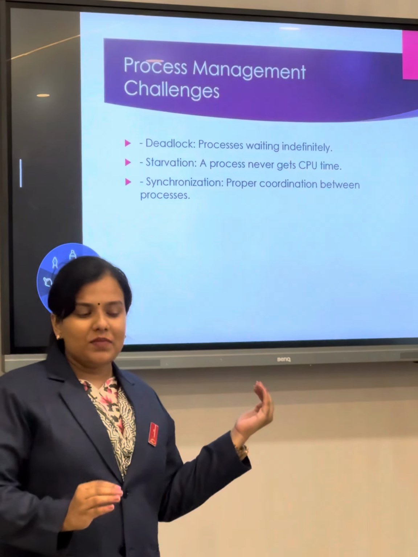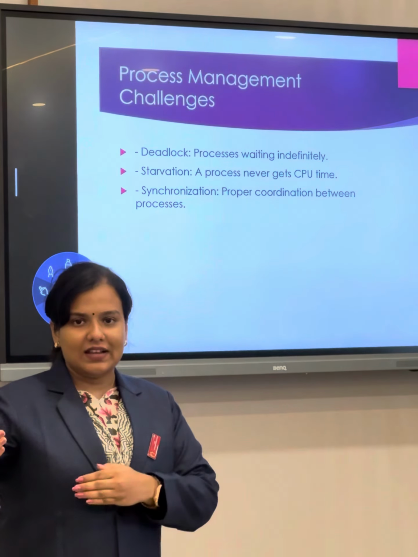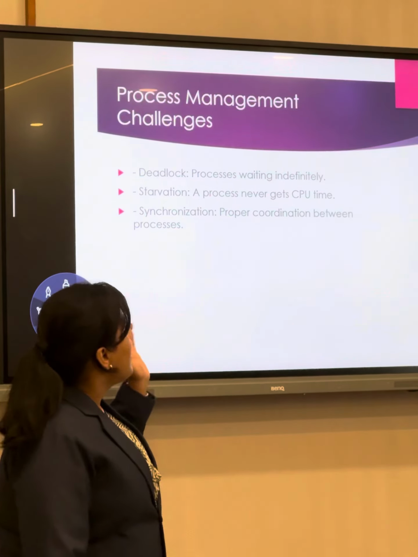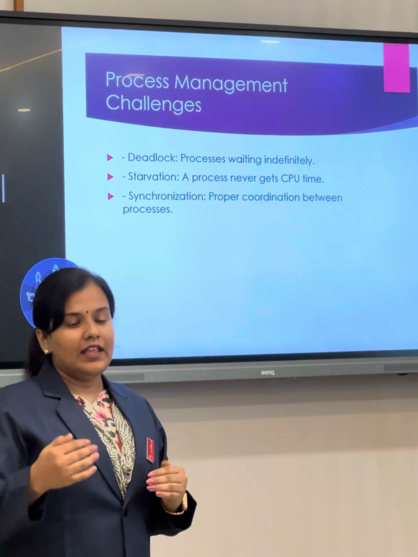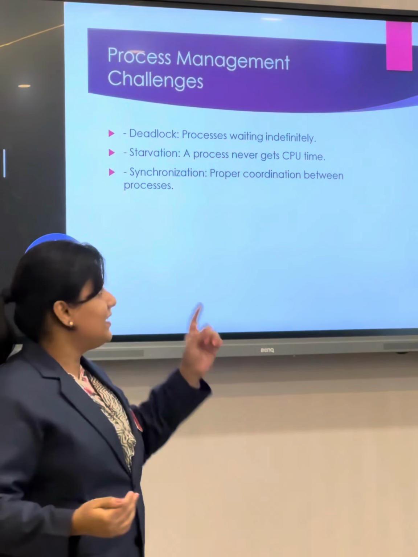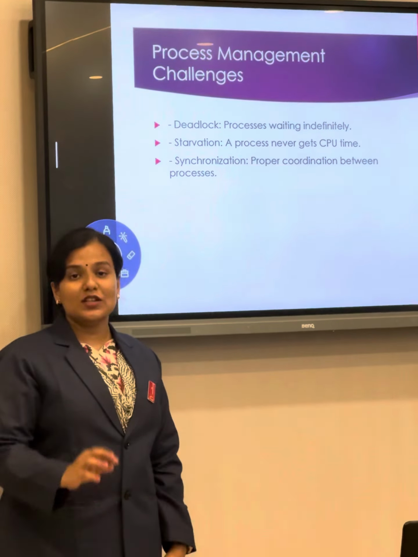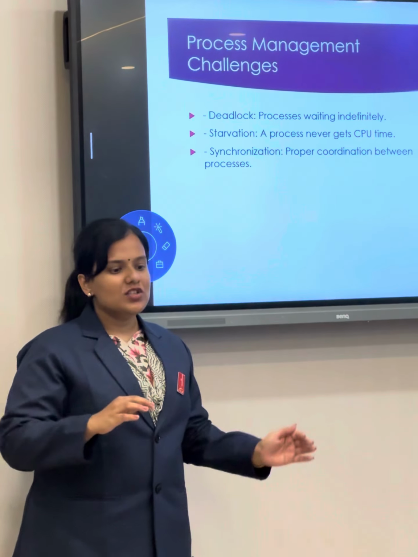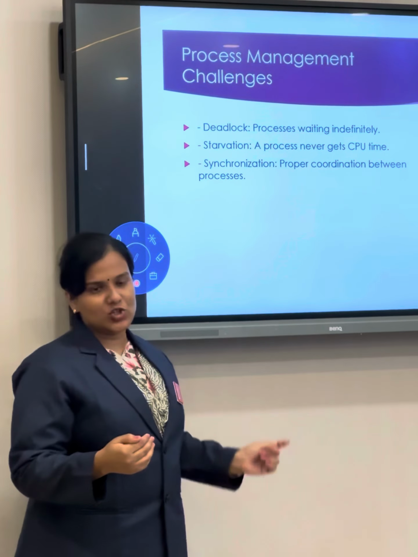Deadlock means a process is waiting indefinitely for a resource, which leads to a state called deadlock. The second one is starvation, that is, the process never gets CPU time. It waits a very long time in the ready queue. That state is called starvation. The last one is synchronization. Coordination between processes is very important in an operating system, so synchronization may also be a big challenge in process management.